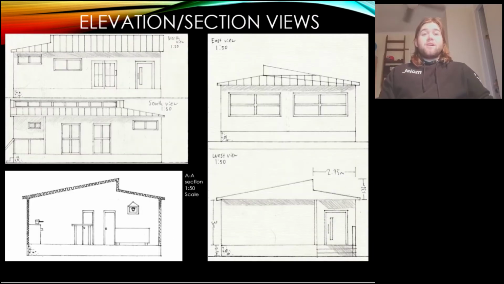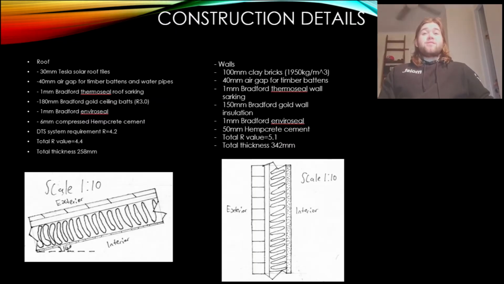These are the elevation and section views of the house. The section view is taken looking in an easterly direction. Now these are the two in-depth construction details of the roof and walls. As you can see here, the walls have a brick exterior that will be used for thermal mass and use Bradford insulation with a hempcrete cement layer on the interior to hold it all together. The roof is quite similar, except the exterior is made out of Tesla solar roof tiles, which will hopefully collect a lot of electricity for our house.